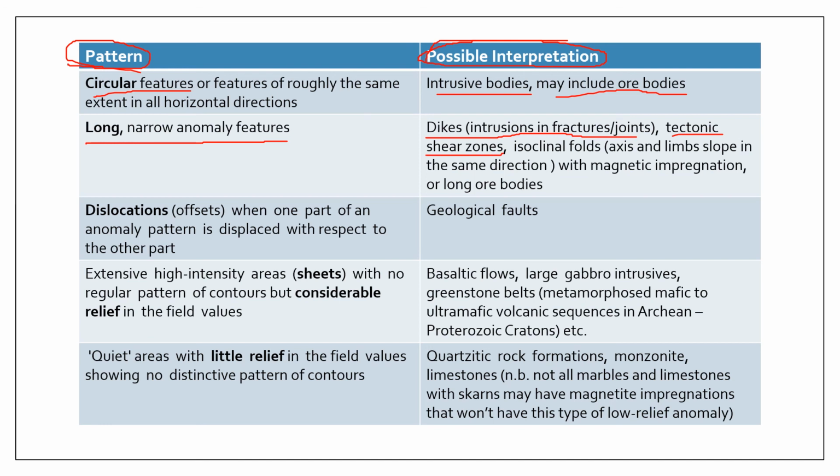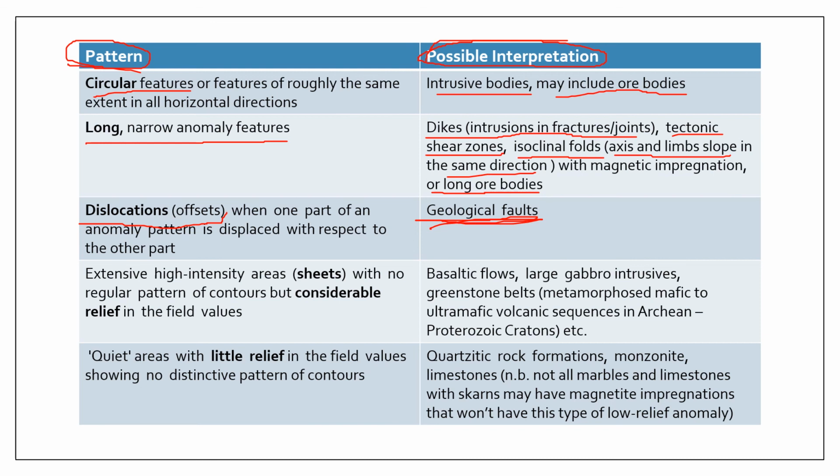Okay, so shear zones are quite wide. They have a significant thickness. Okay. You also have isoclinical folds, which involve axes and limbs that are sloping in the same direction. And you also have long elongate ore bodies. Okay. Other patterns are your dislocations or offsets, which can be interpreted as geological faults.